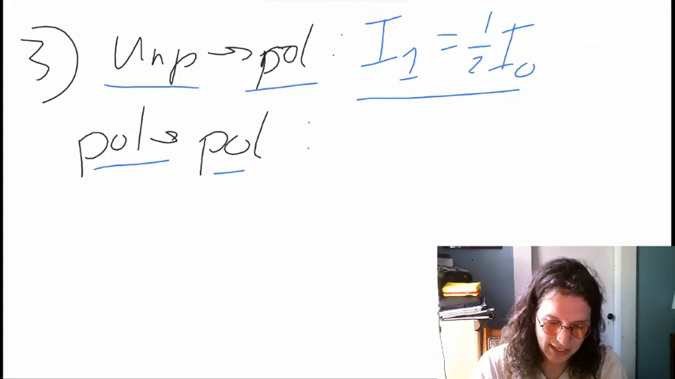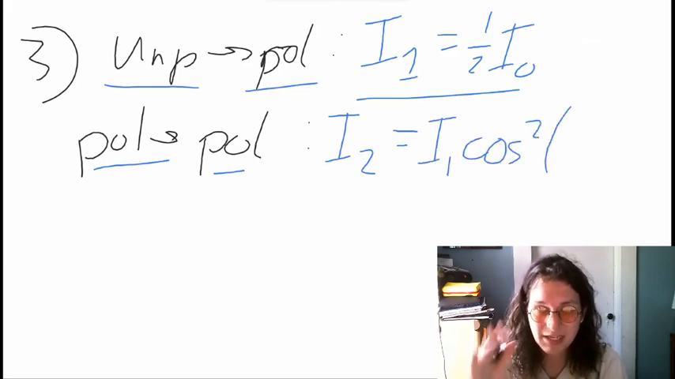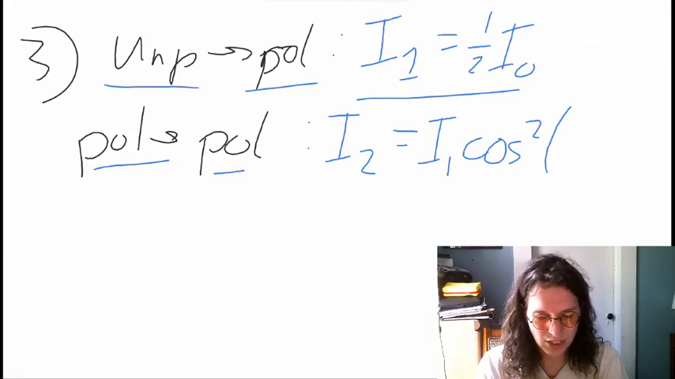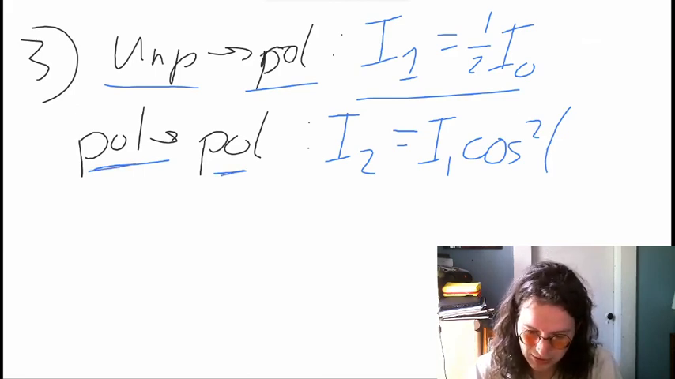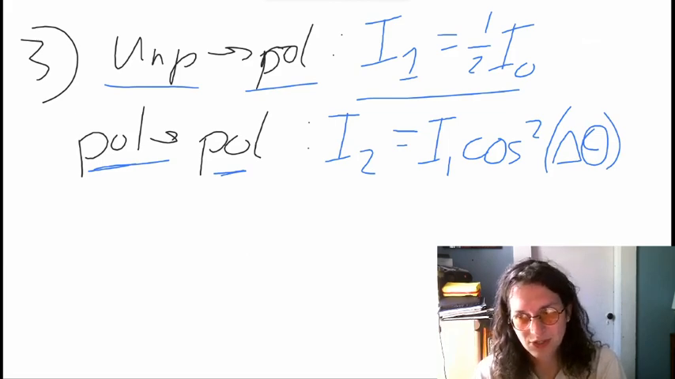So the equation for that is that your intensity, we'll go ahead and call this intensity 2, will be equal to intensity 1 times cosine squared of the difference in the angles between your two polarizers. So I'm going to go ahead and write that as delta theta. This is the equation that we're using in this case.